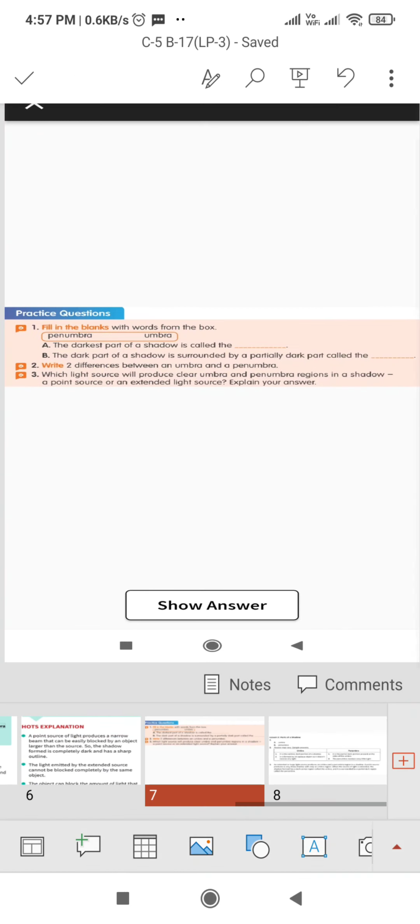Now we will discuss the practice questions, filling the blanks with the words umbra and penumbra. The darkest part of a shadow is called, obviously, umbra. The dark part of the shadow is surrounded by the partially dark part, that is called penumbra. I think you will be able to give the answer.